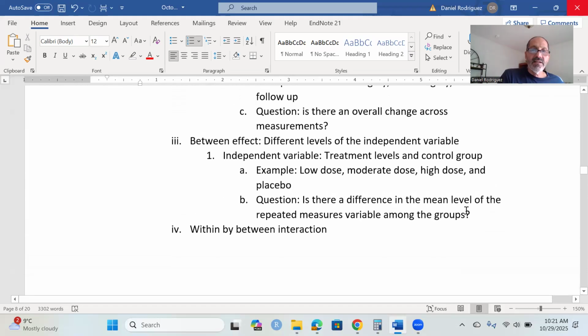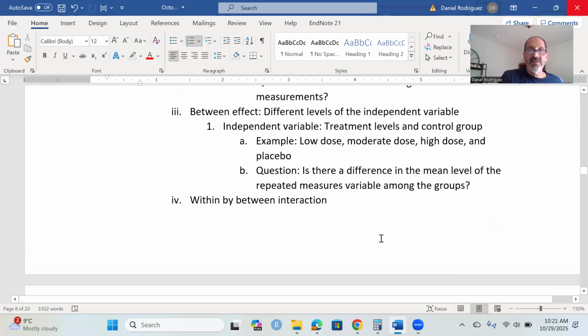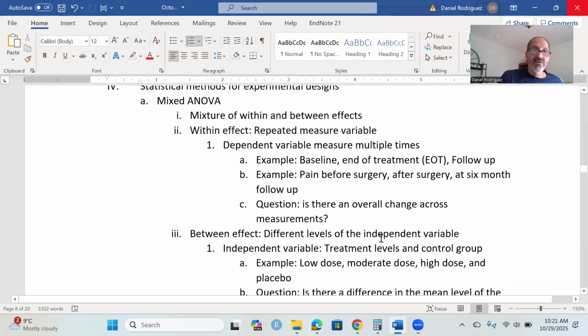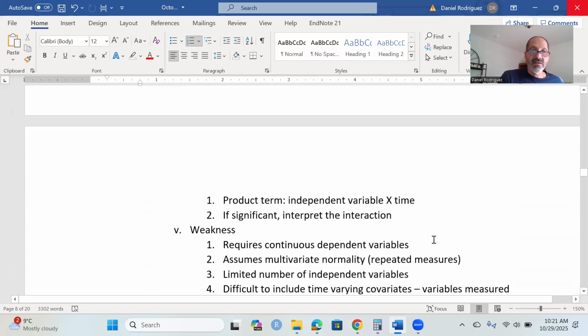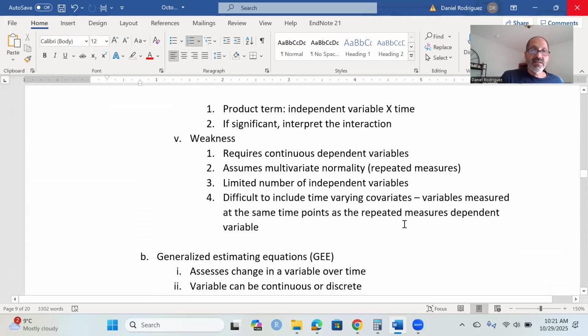And what we're looking for is an interaction effect. Is there a time by treatment interaction? So that's what we're looking for. And so this is a really good study design for doing this, but it's not the only one. There are other designs. Some weaknesses to this is that it requires a continuous dependent variable. It assumes multivariate normality in terms of the repeated measures, not univariate, not one variable, but multivariate across time. Same variable twice, so that's two dependent variables.